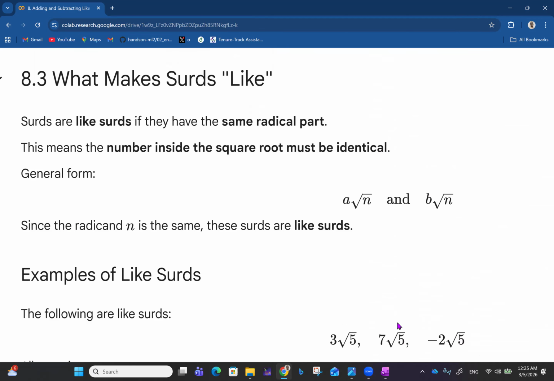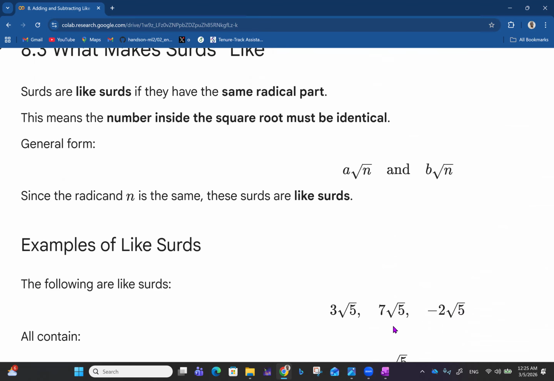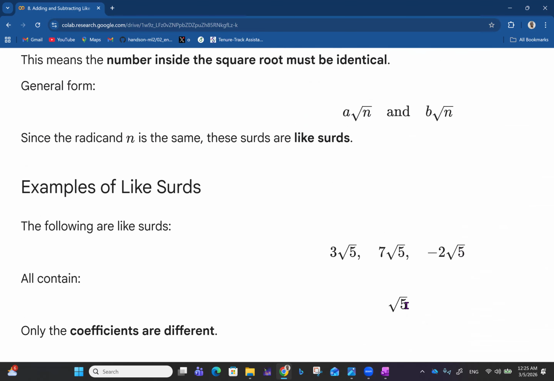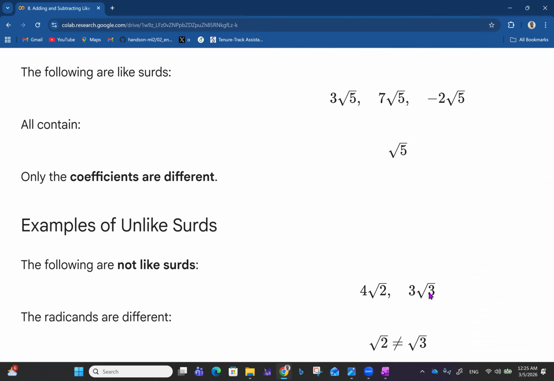So because of that, you can say they are like surds, and then you can add these surds and you can subtract them. So they all contain root 5, right? So only the coefficients are different. As far as the radical parts are the same, then you can say they are like surds.